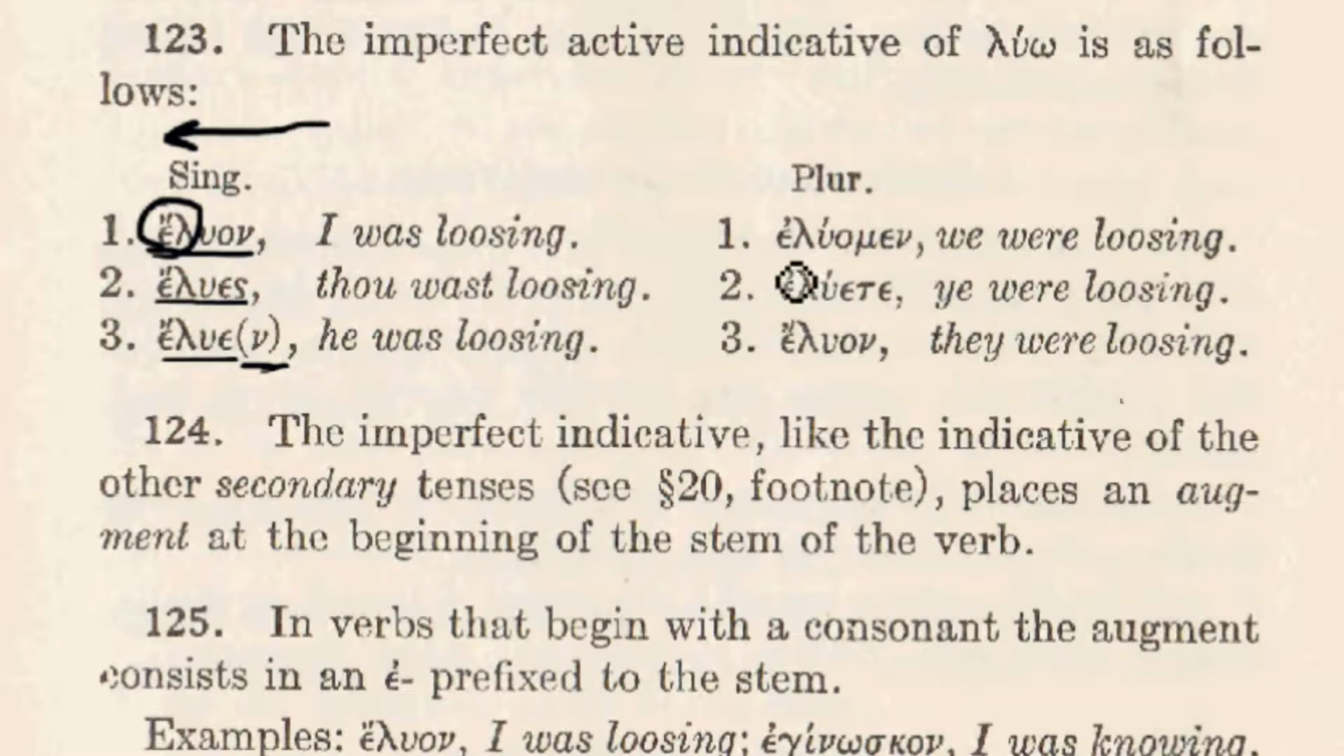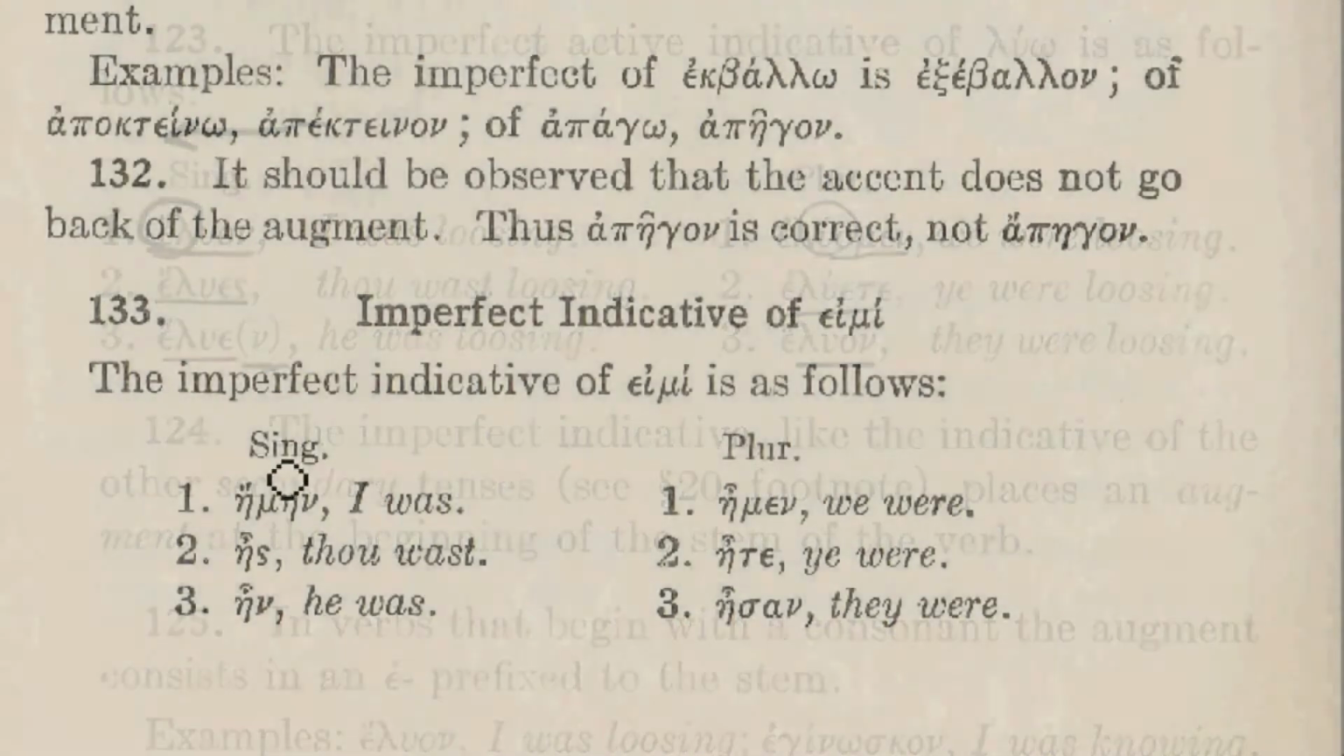Here, of course, the same principle applies, but because we have a two-syllable ending, the accent can only go back here to the antepenult, so it's eluomen, eluete, and then eluon. And again, we noted that the ending is identical between these two, the first person singular and the third person plural. The context is going to help you determine which one of those applies in any given setting.